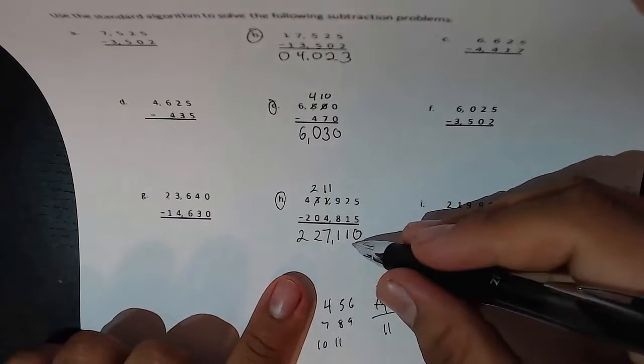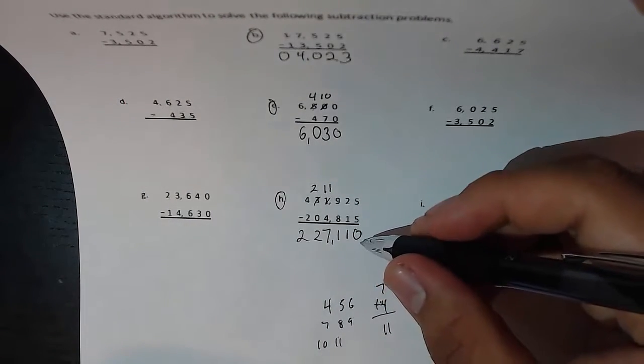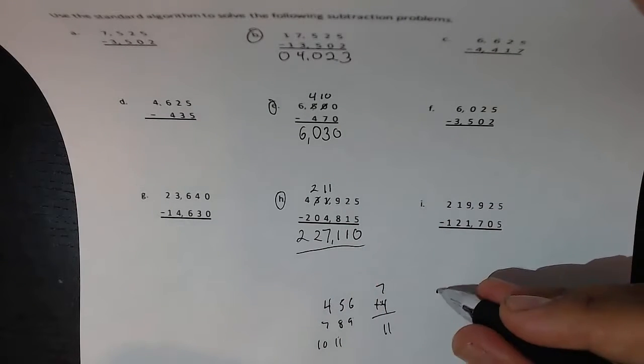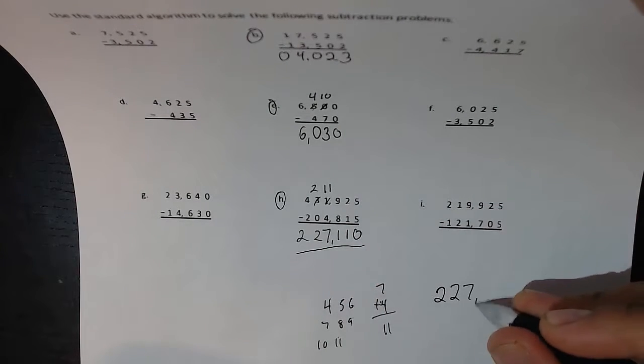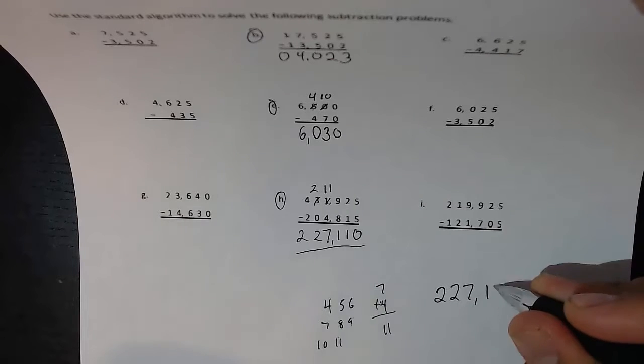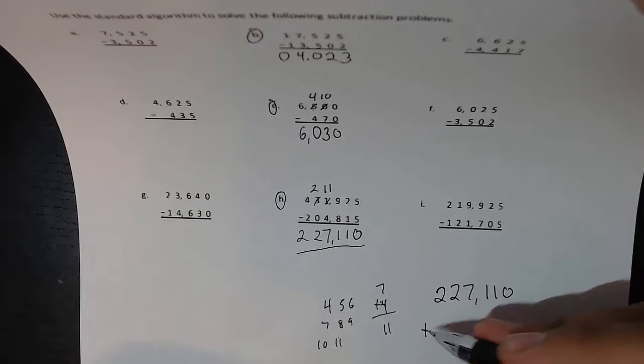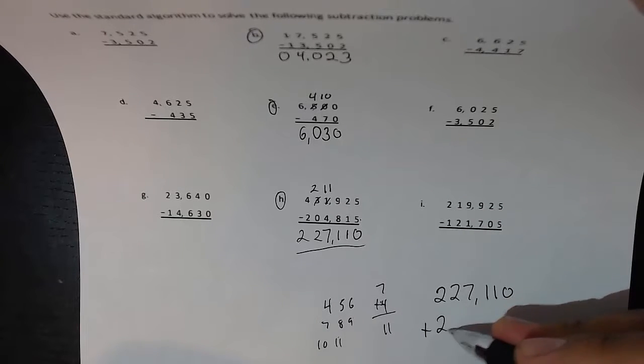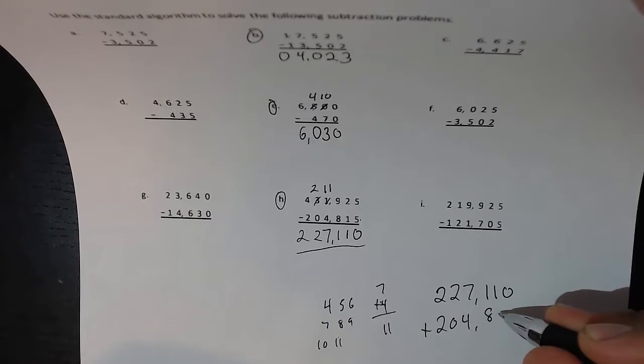And that's our answer. If I wanted to check this one just to make sure it was correct, what I would do is take my answer, I'll do that right over here, 227,110, and then I can add it to any one of these numbers, and I'll add it to 204,815.